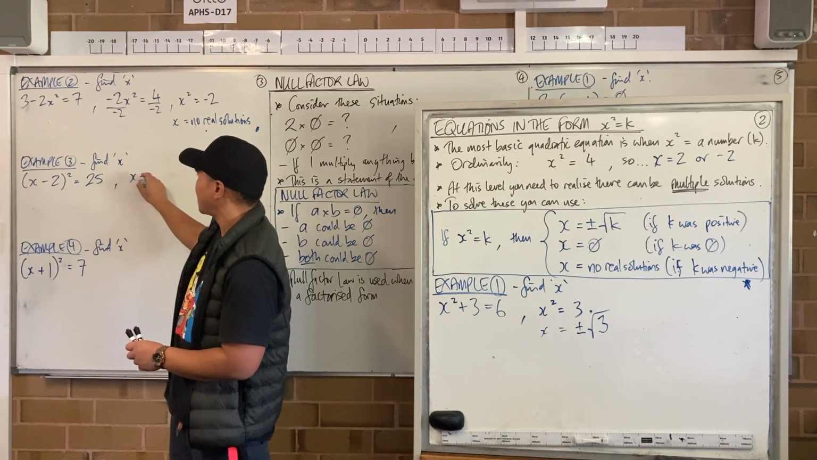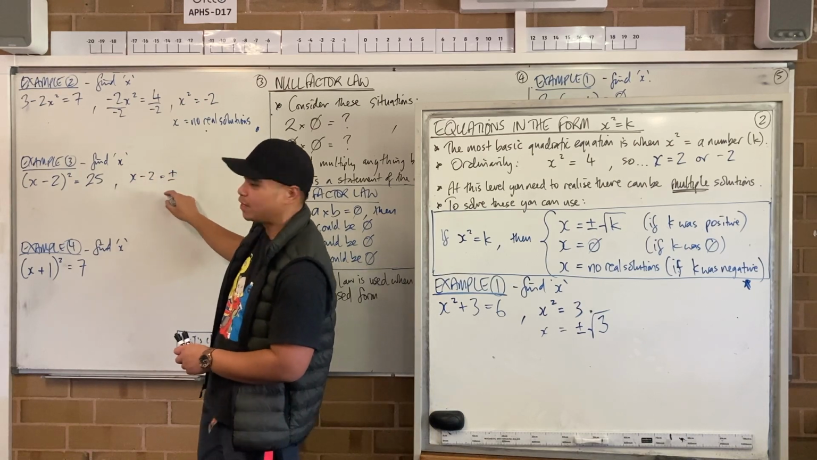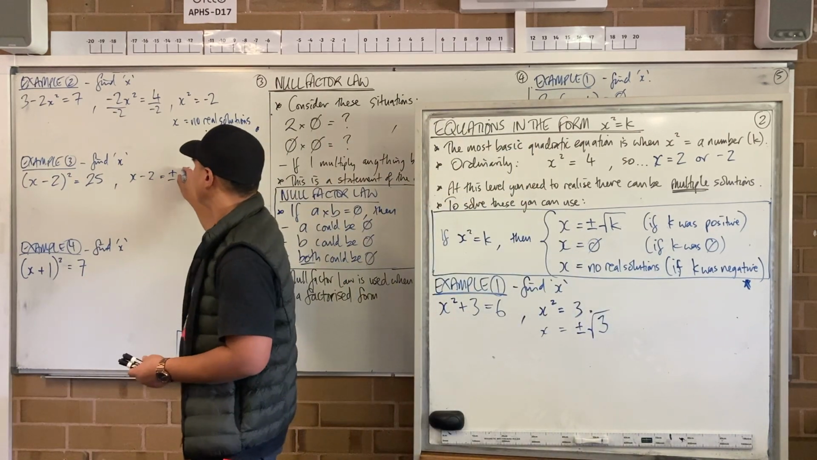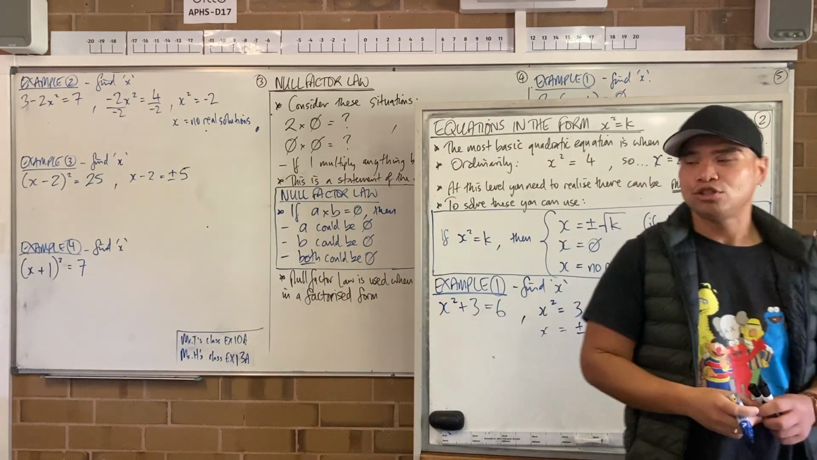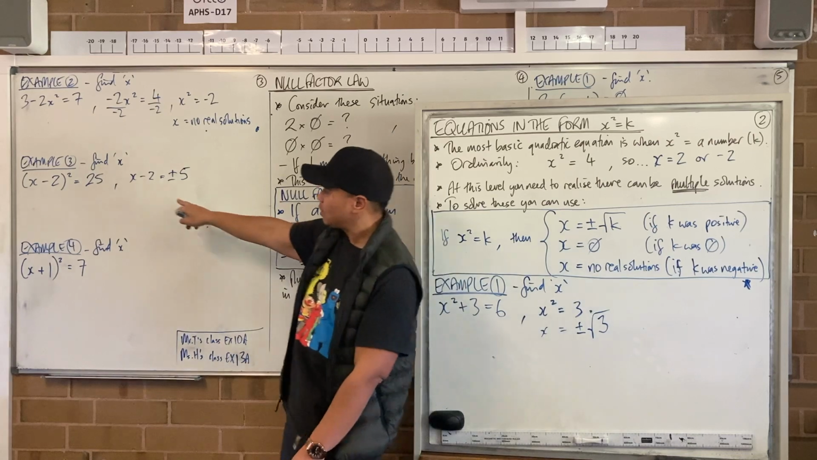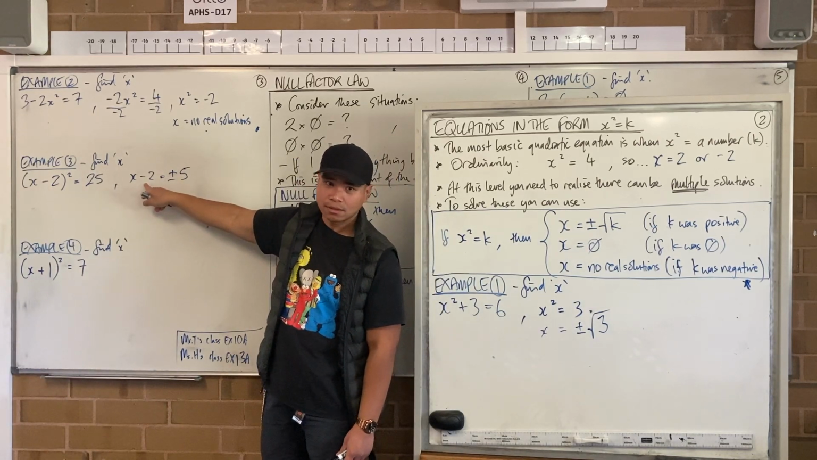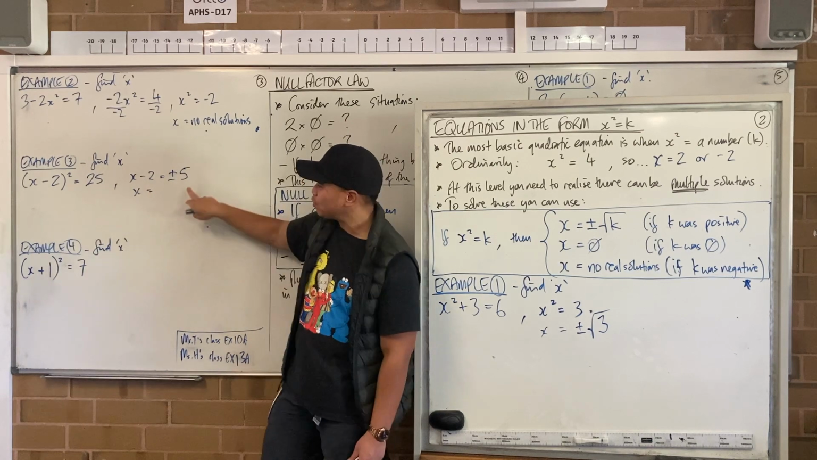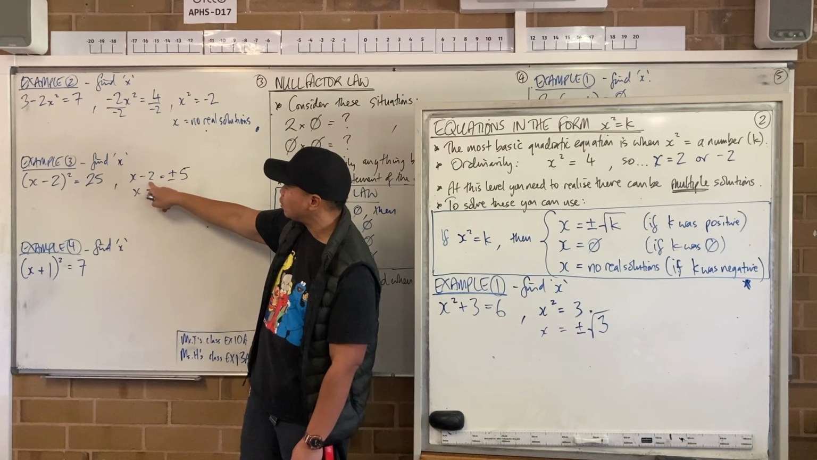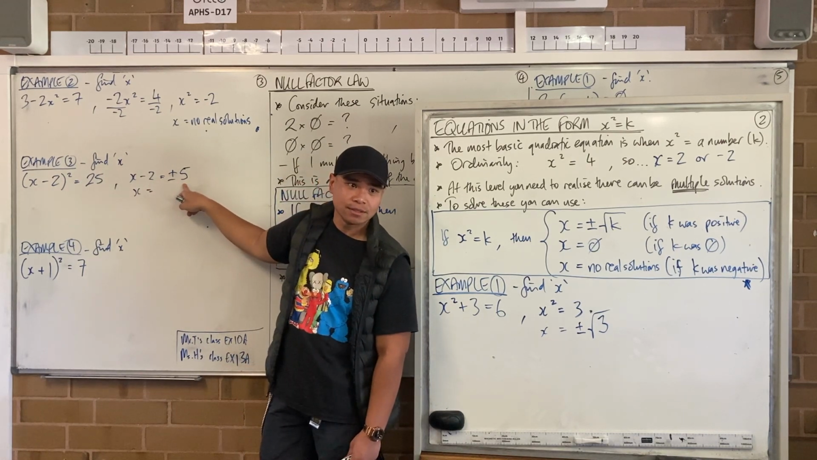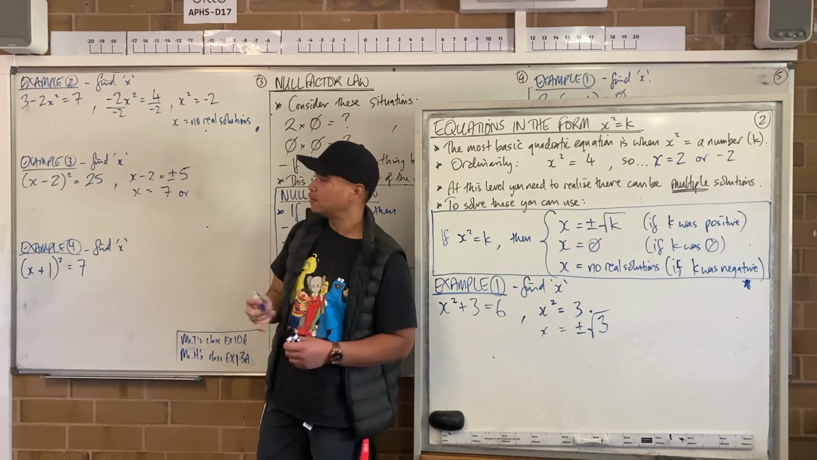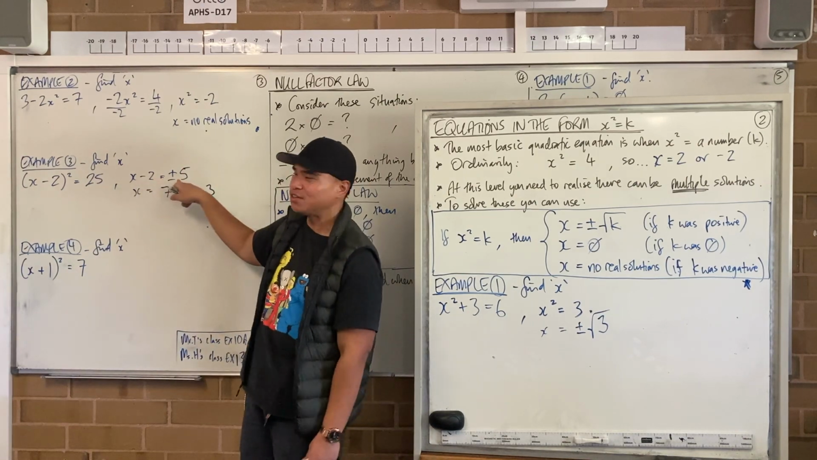So x take 2 is going to be plus or minus the square root of 25. What is the square root of 25? 5. Okay. I'm not done yet. Because what's the opposite of taking 2 from something? Adding 2. X is gone. But do I have 2 things here? I got plus or minus. So what would adding 2 to plus 5 be? 7. Or what would adding 2 to negative 5 be? So if I added 2 to negative 5, it's going to be negative 3.